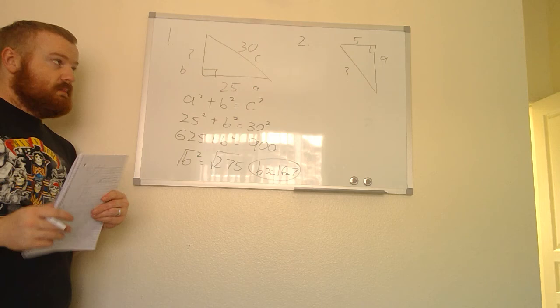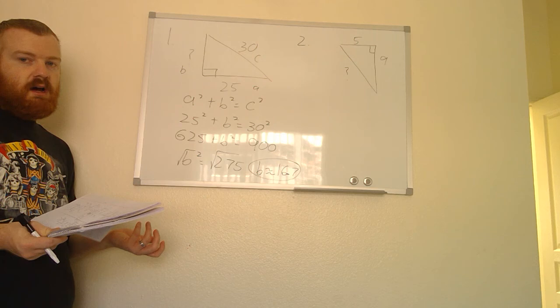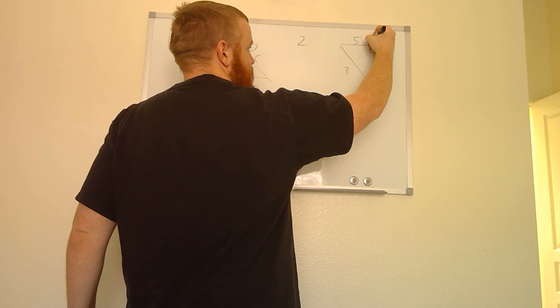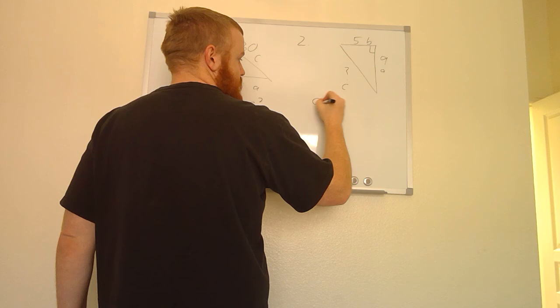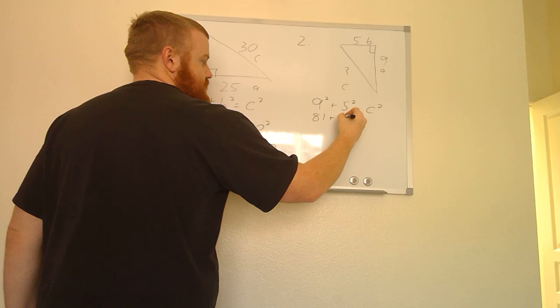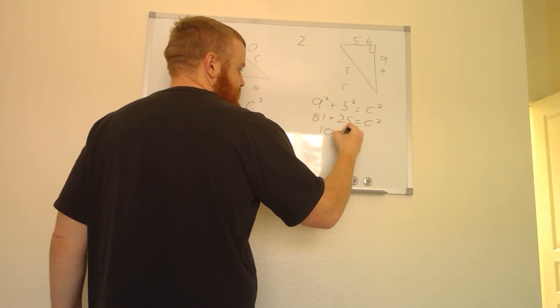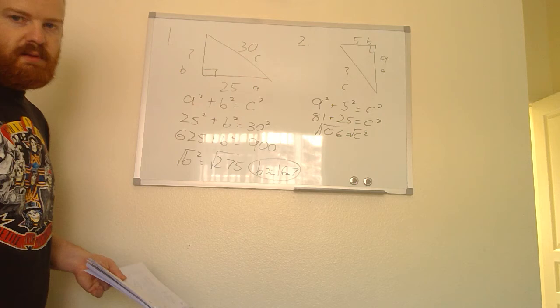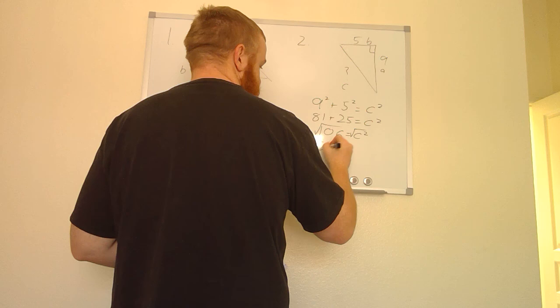Example number two in the review, this one is very similar. We have two sides, we're solving for the third side, but this time our unknown is the hypotenuse. So these two sides we're going to call A and B, and then our hypotenuse will be C. So this time we will have A squared, so 9 squared, plus 5 squared equals C squared. So 9 squared gives us 81, 5 squared gives us 25, so if we add those two together, we get 106 equals C squared. And then just like in the previous one, to get our unknown by itself, we take the square root of both sides. So the square root of 106 should give us approximately 10.3.